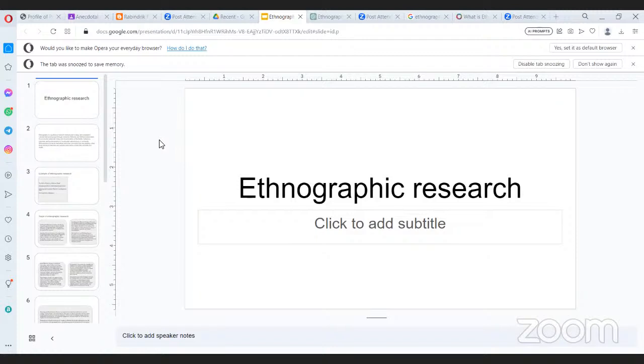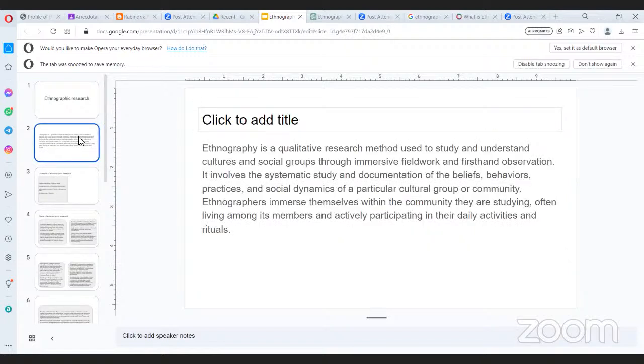Today is the last theory paper class, and this is all about ethnographic research. Ethnographic research is a qualitative research method used to study and understand cultures and social groups through immersive fieldwork and first-hand observation. Keep in mind that here the importance is to explore how the culture is affecting the behavior of the people.